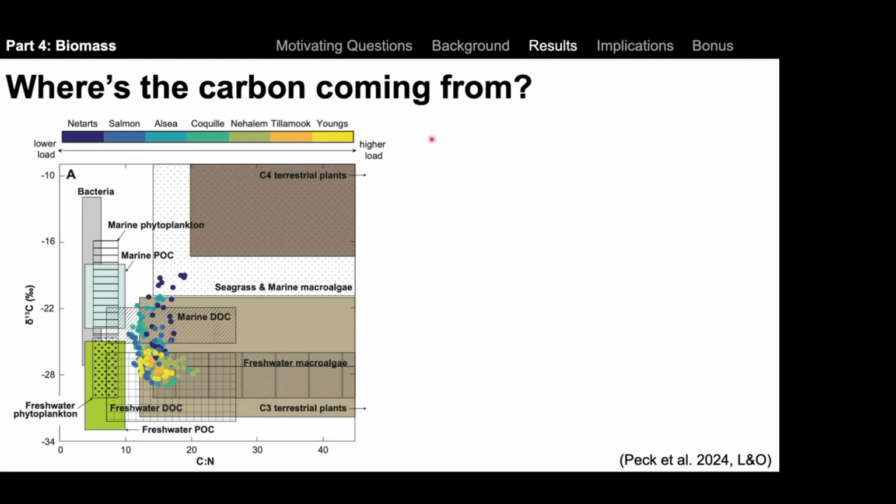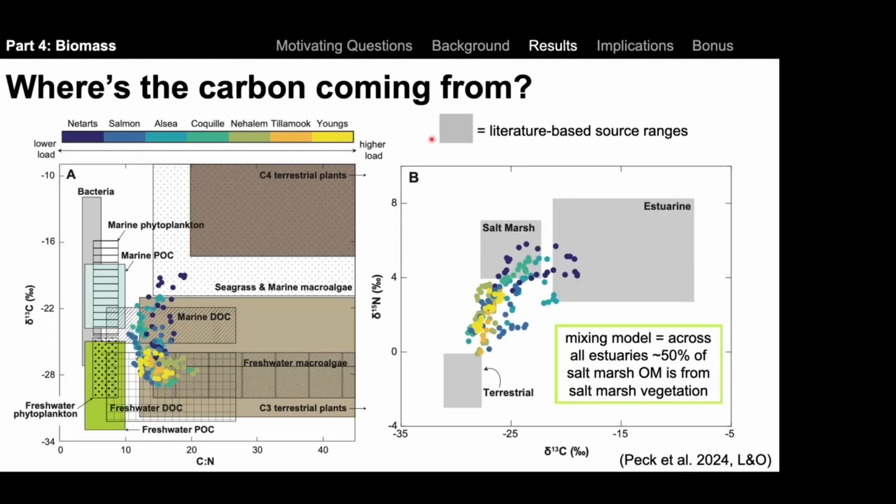But this kind of sucks. We get good range in the stable carbon isotopes, but the range in the C to N is pretty bad. So what happens when we add in the stable nitrogen isotopes? So same data plotted again, same way, except that the gray boxes are literature-based source ranges.